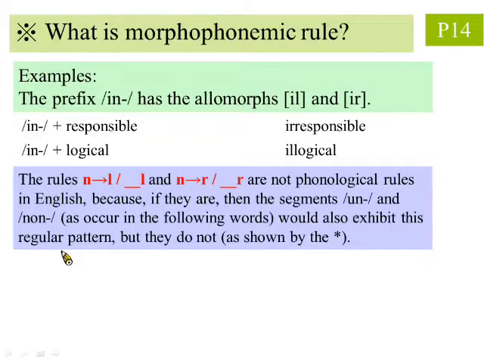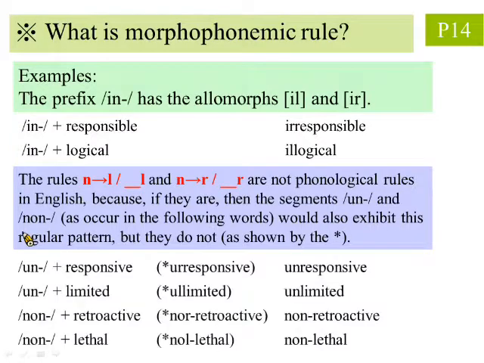However, these two rules are not phonological rules in English, but morphophonemic rules, because they only apply to the prefix in. If the rules were actually phonological, then the segments on and non, as occur in the following words, would also exhibit this regular pattern. But we can clearly see that these two prefixes do not change even if the words they follow start with l or r. This once again proves that the rules are indeed morphophonemic.